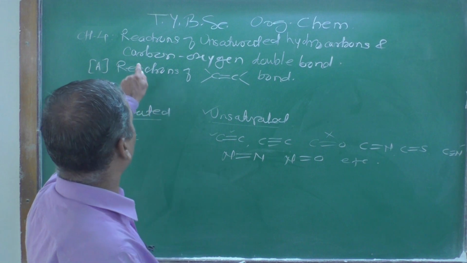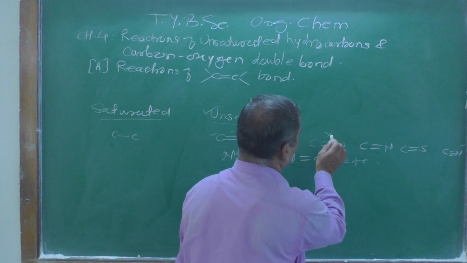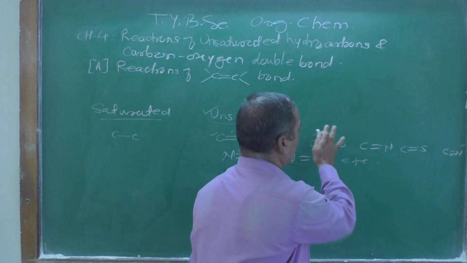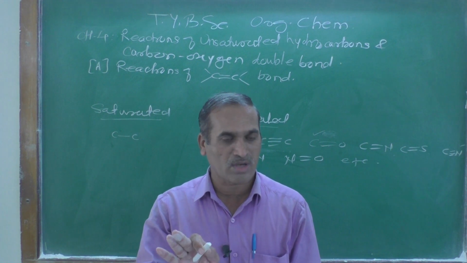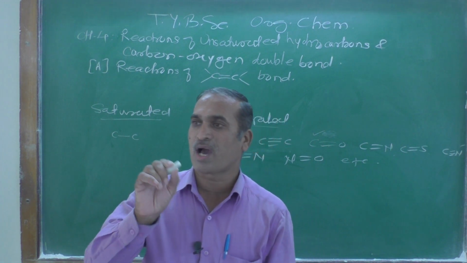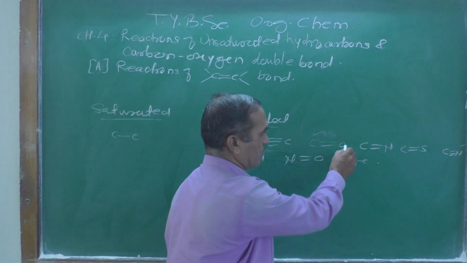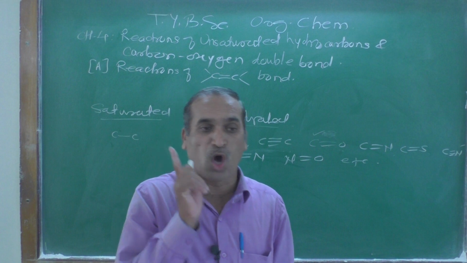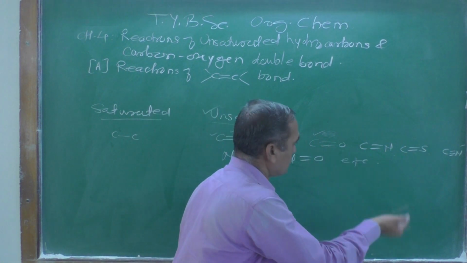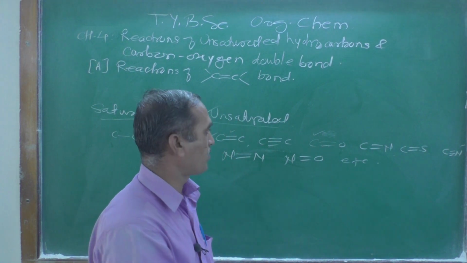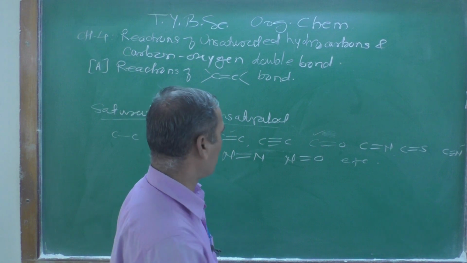And now look at here, this is a carbon-oxygen double bond. It is an unsaturated compound, but it is not a hydrocarbon, because here one of the atoms, the oxygen atom, is a heteroatom, and therefore it does not belong to the hydrocarbons. It is something else. It is unsaturated carbon, no doubt about it, but it is not a hydrocarbon.